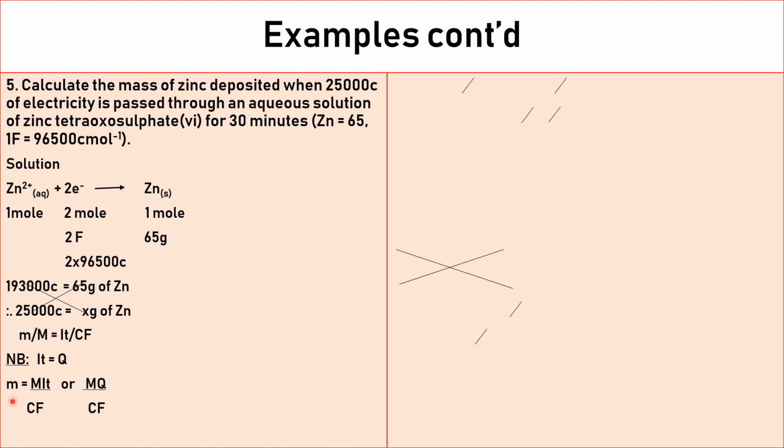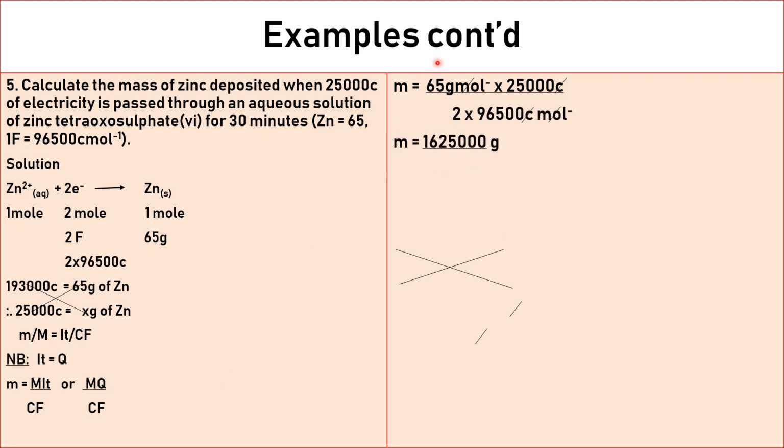We will then have our mass equal to molar mass or atomic mass times current times time, divided by charge times Faraday. Or we can say, since Q is equal to IT, we can substitute Q for IT here, and then we have MQ over CF equal to the mass of that element. So then what is going to be the solution?